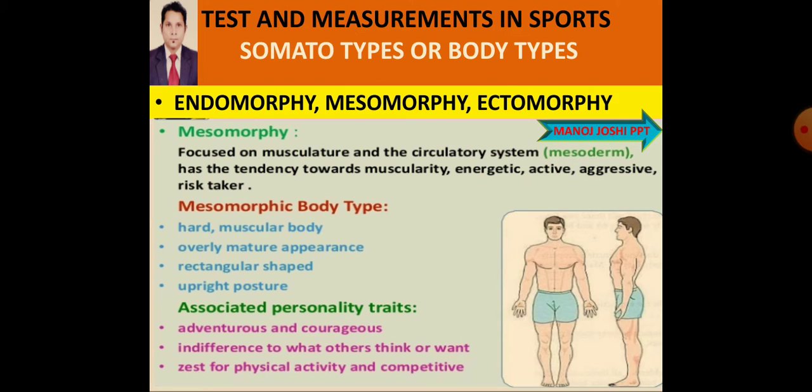The body type of the mesomorphic is hard, a hard, muscular body, overly matured appearance, a rectangular shape, and upright posture. This is about the mesomorphic body type.